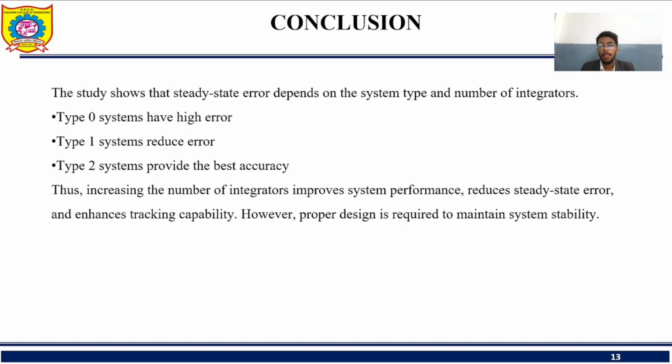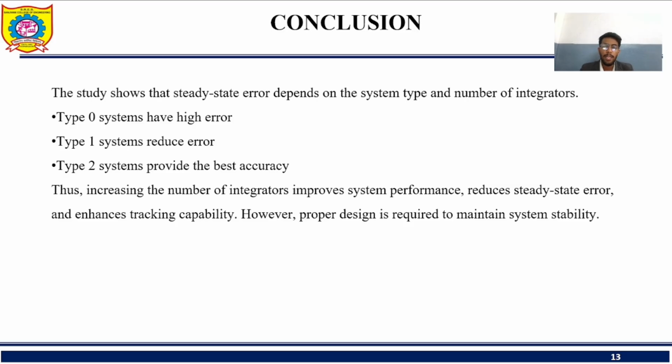Now, next slide. In conclusion, the study shows that the steady state error depends on the system type and number of integrators. This conclusion says that the steady state error depends on the type of system, whether the system is open loop or closed loop. The type 0 system has higher error. The type 1 system reduces error. There are three systems: type 0, type 1, type 2. The type 0 system has higher error, the type 1 system reduces error, and the type 2 system provides the best accuracy, reduces error, and enhances tracking capability.